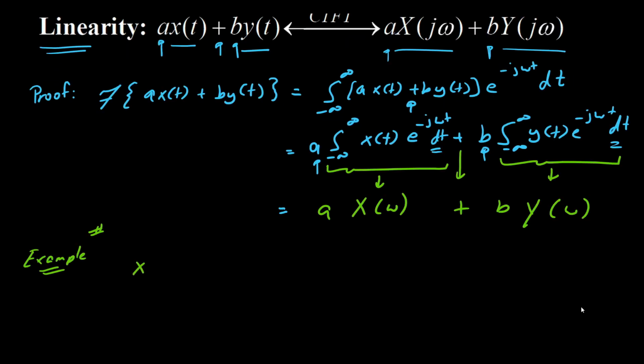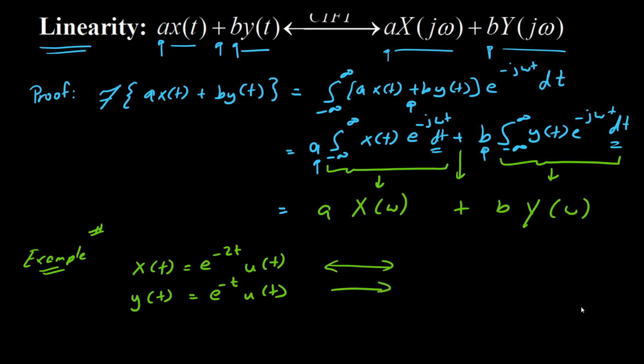say x of t is e to the power minus 2t u of t, and y of t is e to the power minus t u of t. So it's a very common and fundamental signal which we have already proved in a prior video. So the Fourier transforms of x of t and y of t are as follows.